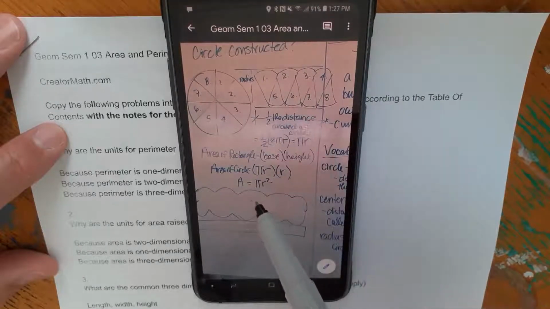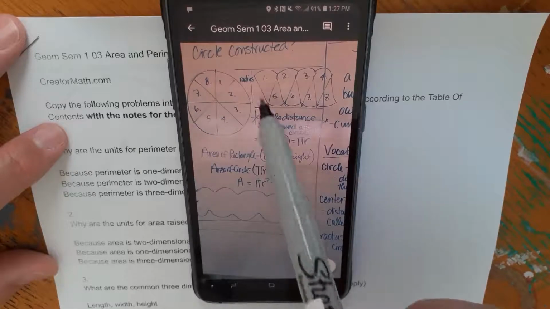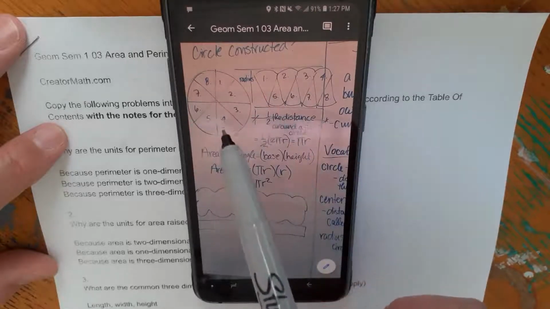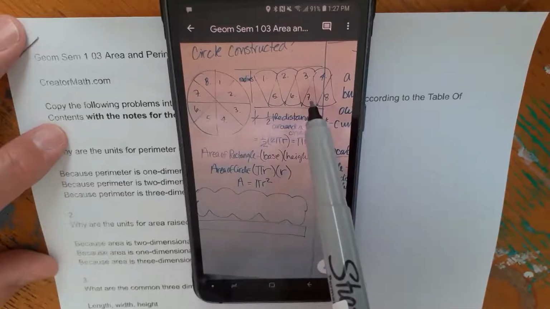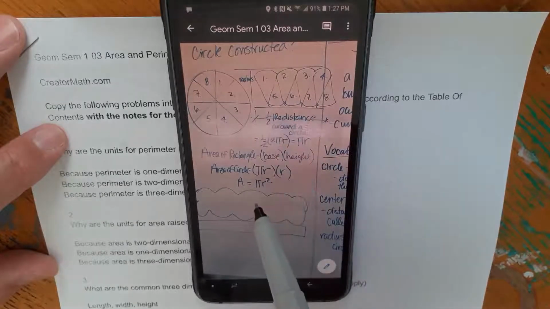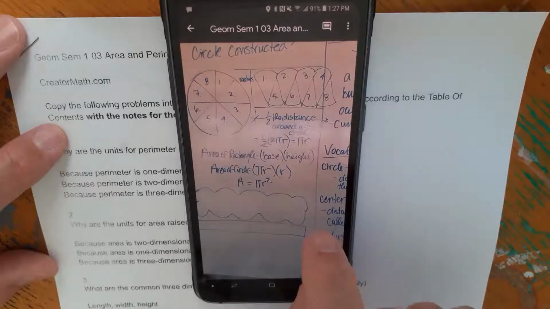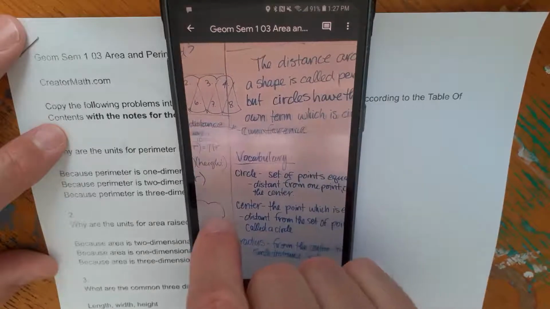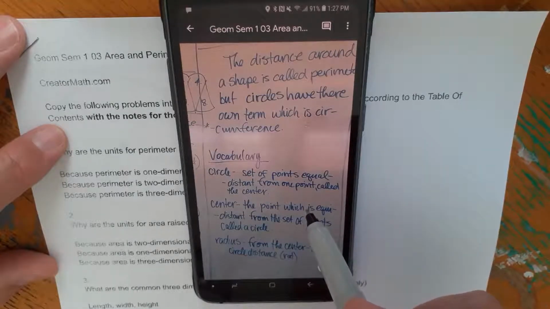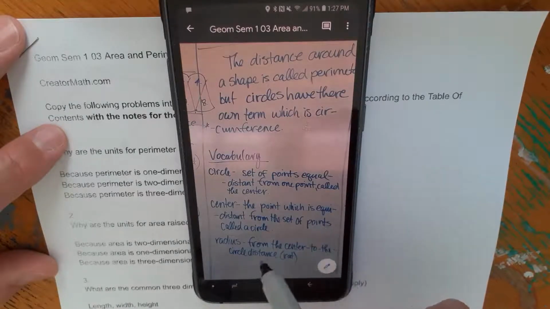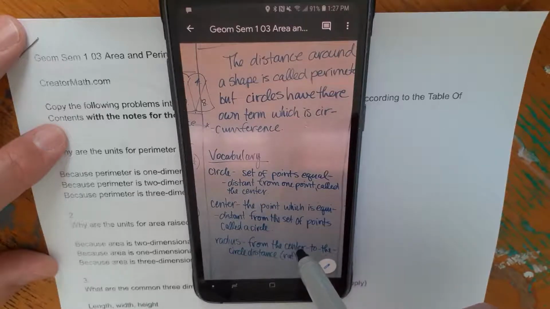the area of a circle formula is derived. It's derived by cutting up a circle into pieces, putting them reversed side by side, and making a rectangle and calculating the area. You're going to get pi r squared because you're using the circumference. All right, so vocabulary: circle. A circle is a set of points equidistant from one point called the center. The center is the point which is equidistant from all the set of points called the circle.